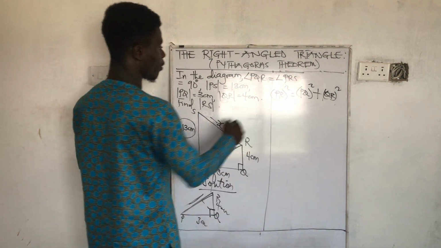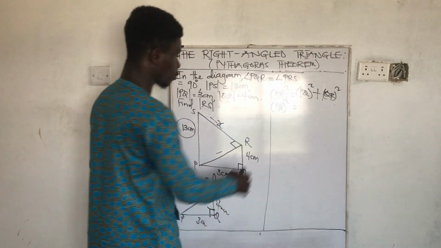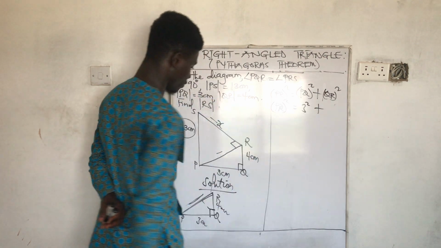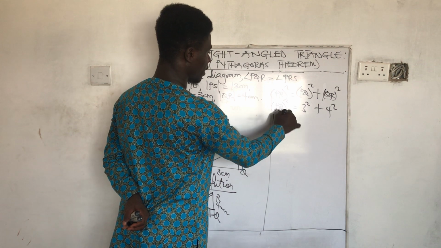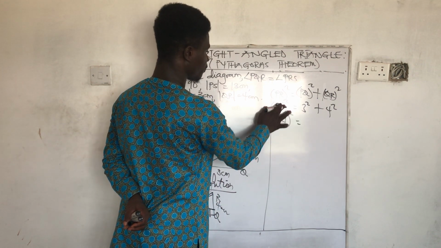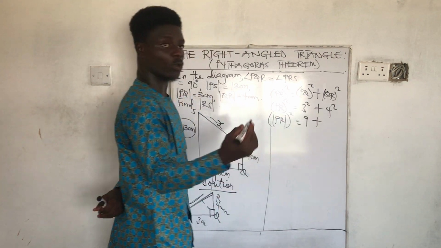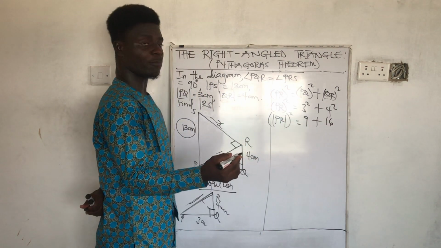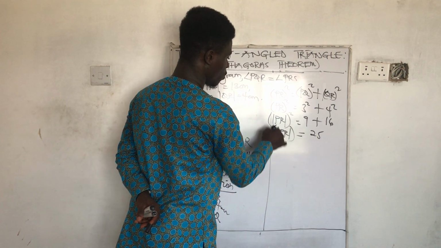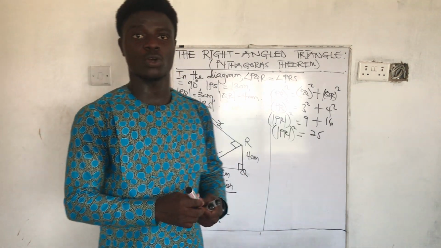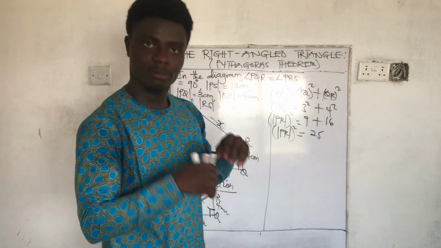So now, PR squared, we don't know that, which is equal to PQ squared, which is 3 squared, plus QR, which is 4 squared. So the length of PR squared equals 3 times 3, which is 9, plus 4 times 4, which is 16. So 9 plus 16 gives 25 equals the length of PR squared. Now we have to take the square root of both sides, so that the square will go away.